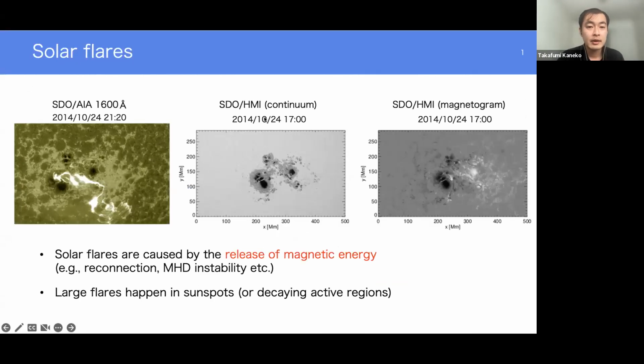So as an introduction, of course, you all know about solar flares. Solar flares are caused by the release of magnetic energy, and the mechanism of magnetic energy release is basically reconnection or some instability like that. And large flares basically happen in sunspot or decaying active regions.